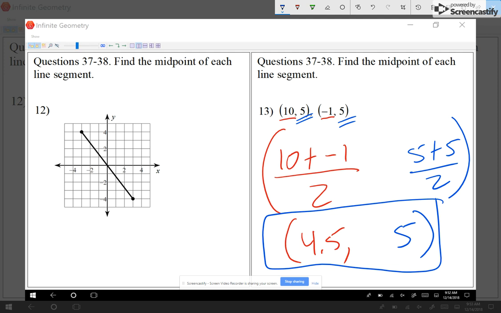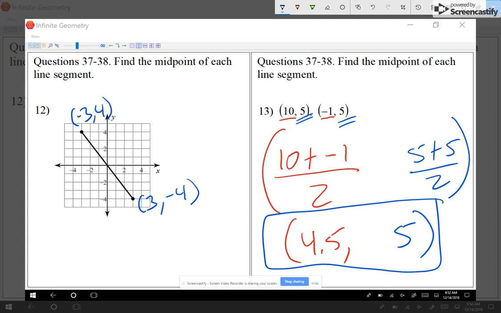Now, looking at question number 12, when it is a picture, you can get the coordinates of the endpoints. If we look at the first point, the coordinates are -3, 4. If I look at the other point, my coordinates are 3, -4. Now that I have the coordinates, I can do what I did on number 13.